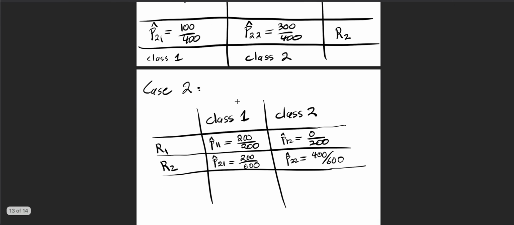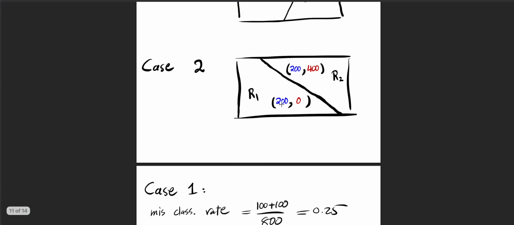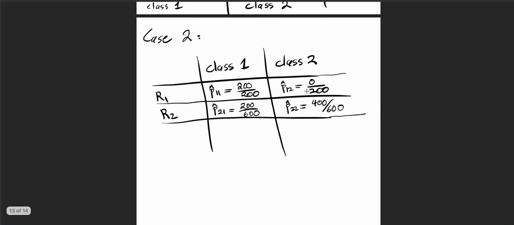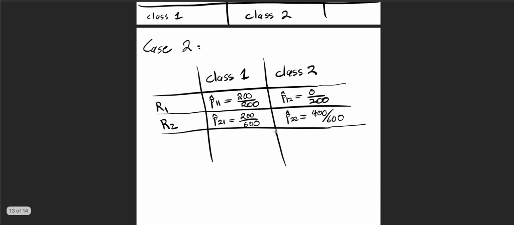Now for class 2, if we create the same table, well, for region 1, we have 200 observations, 200 of them are blue, so 200 out of 200. And then here we have 200 out of 600. And then we have 400 out of 600, right? So these are the probabilities.